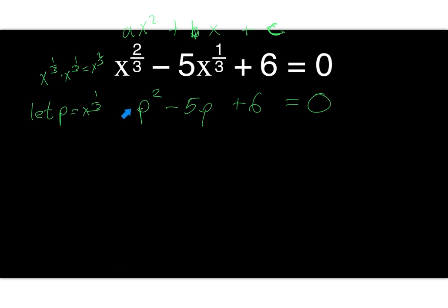When the leading coefficient is 1, the shortcut to factoring is I just list all the numbers that multiply to 6. 2 times 3, 1 times 6, negative 2 times negative 3, negative 1 times negative 6. Do any of these pairs add to negative 5?